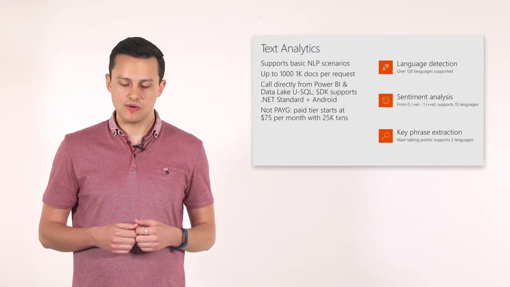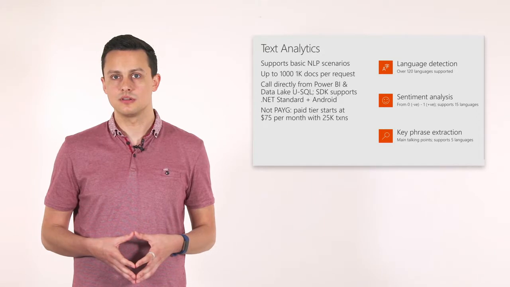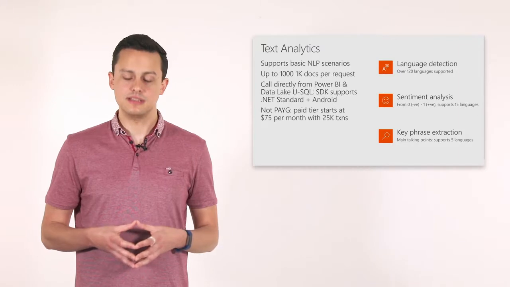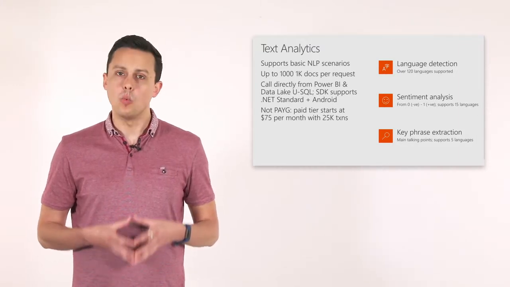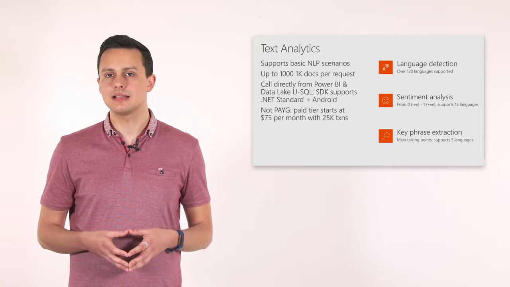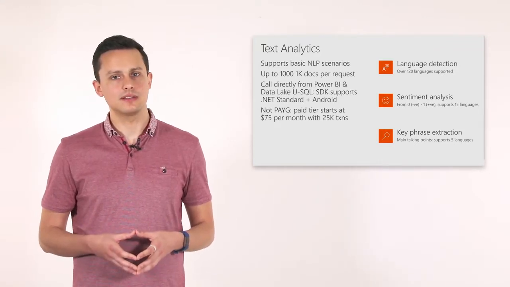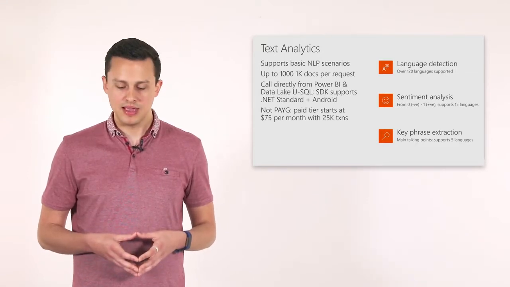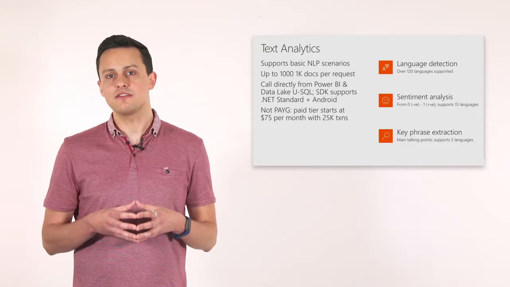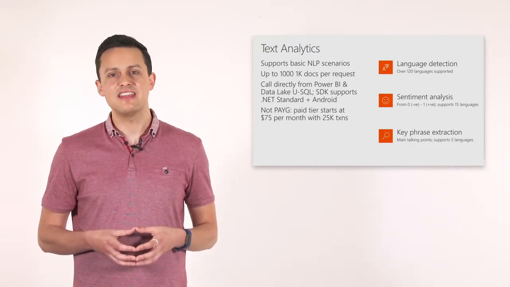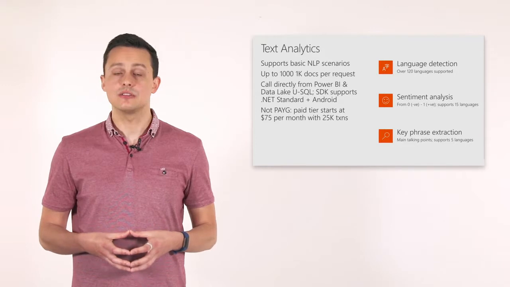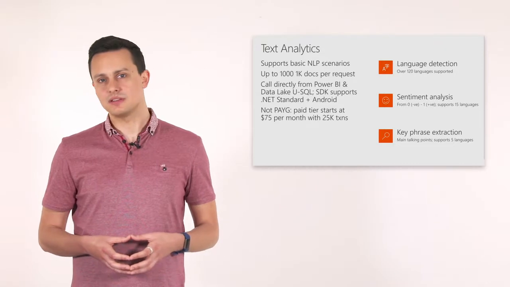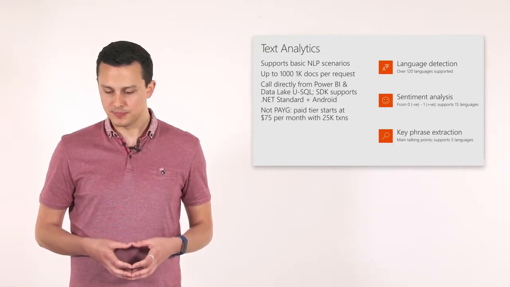And it's already pre-integrated into a number of different solutions from Microsoft, including Data Lake, Power BI, and even non-Windows SDKs like Android. One thing to watch out for though with the Text Analytics API is that the billing model is a little bit different to many of the other cognitive services, which are strictly pay-as-you-go. In this case, you have to pay an upfront fee of $75 a month, and that covers 25,000 transactions. However, if you're only using it for a quick demo or a quick exploration, that might be a slight surprise on your bill at the end of the month.